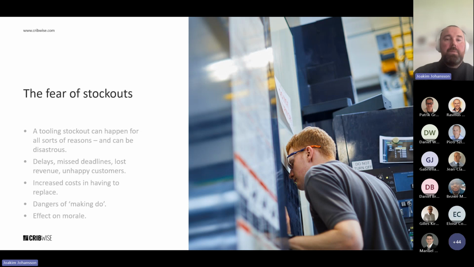And finally, tooling stockouts can damage the morale of operators. Everyone would like to be good and contribute, but if they have to do other tasks instead of running their machine, it can, in the worst case scenario, lead to them skipping work, or looking for other work.